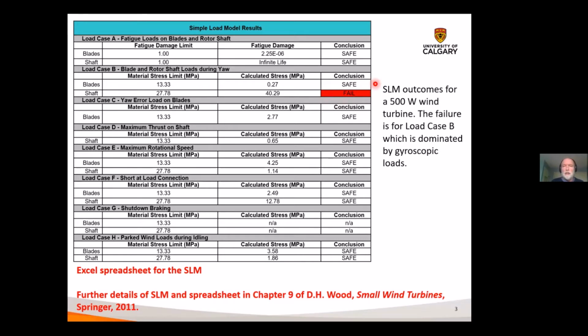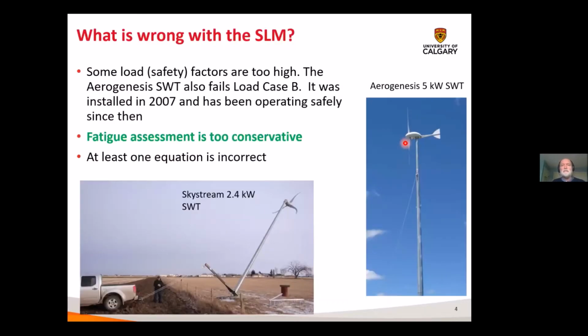The combination of the yaw motion, the rotation of the turbine around the tower at the same time as the blades are rotating themselves, gives rise to gyroscopic loads on the blades and the blade shaft. The simplified load model tells us in this case that the turbine would fail under that. And as I said, in something like 5 years of field testing of that turbine, we didn't have any failures. Okay, so what is wrong with the simplified load model?